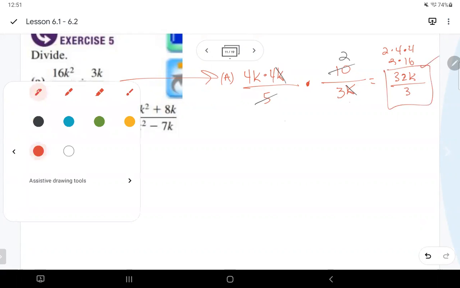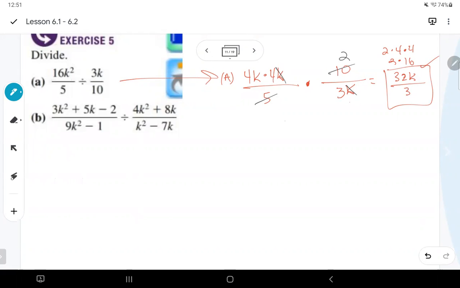Done on that. Now, what you're going to notice with the next one is we have to do a lot more factoring. Okay. So let's do this one in this color. So 3 times 2 will give us 6. We need factors of 6 that will add or subtract to get us 5 in the middle.